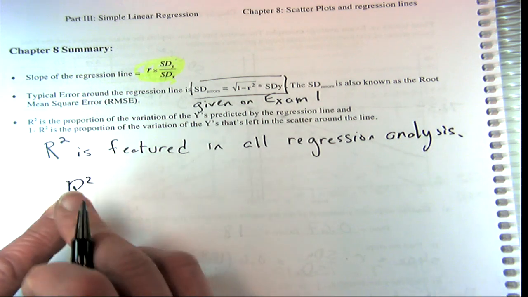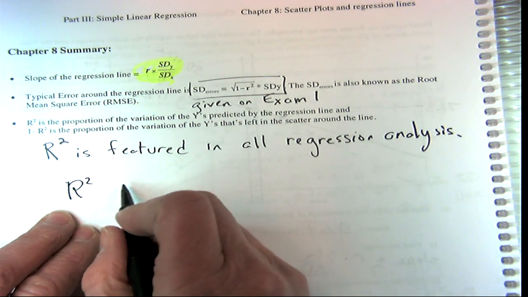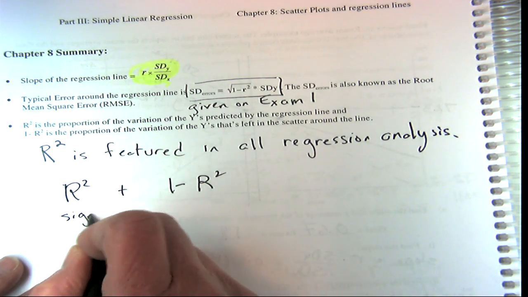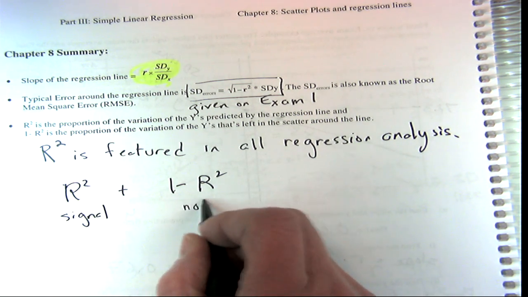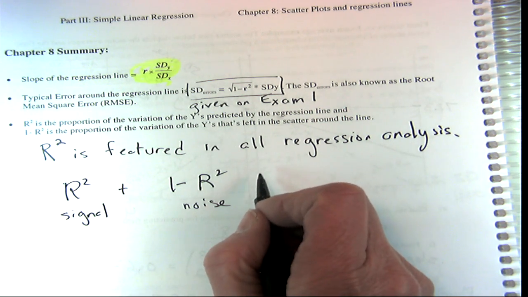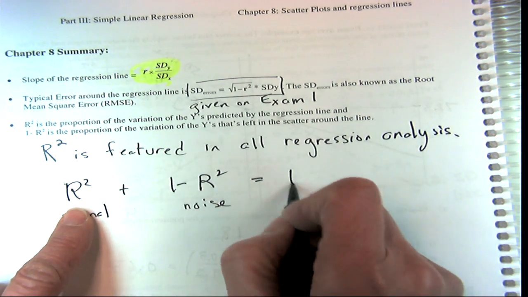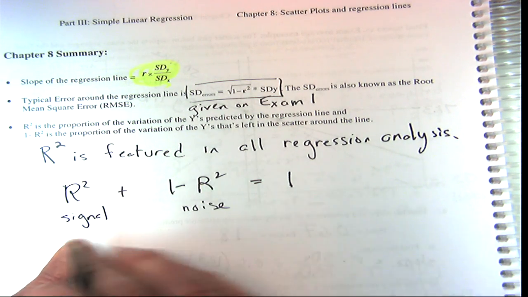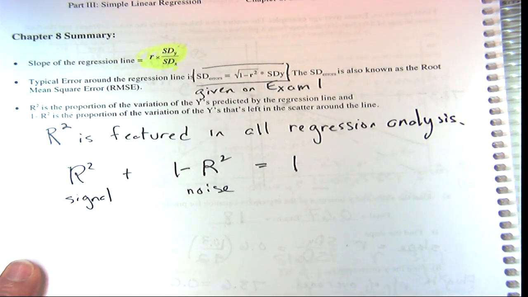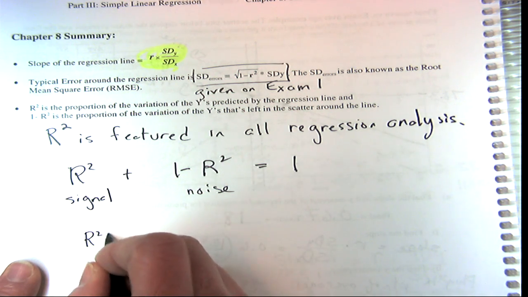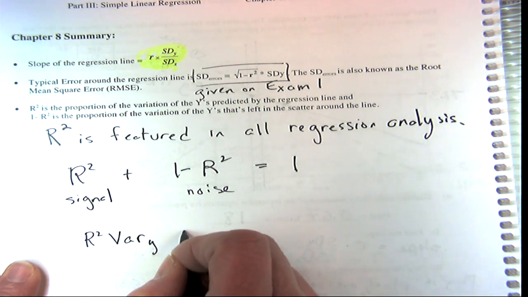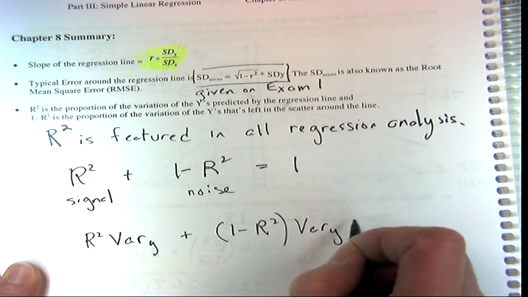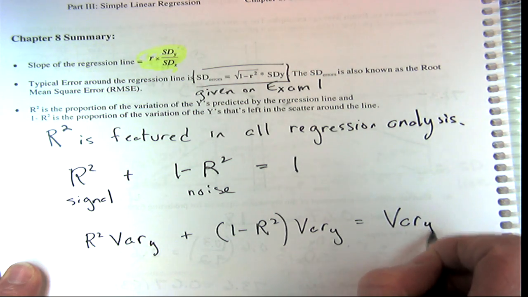So this r squared can be thought of as the correlation coefficient squared in simple regression. It's like the signal, and 1 minus r squared is like the noise. This is the signal, the pattern we're looking for, and this is noise, just random error, and together they have to equal 1, of course. When you multiply both sides by the variance of y, you get r squared times the variance of the y's plus 1 minus r squared times the variance of the y's equals the variance of the y's.